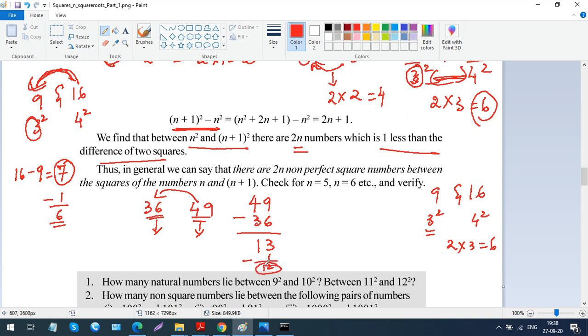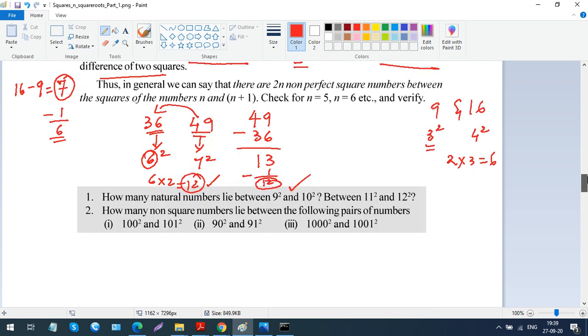Understood? If you know the squares, you can just say 36 is 6 square and 49 is 7 square. Take this 6 and multiply by 2. 6 into 2 gives you 12. So you get the same answer anyway. Okay, now come down to this one.